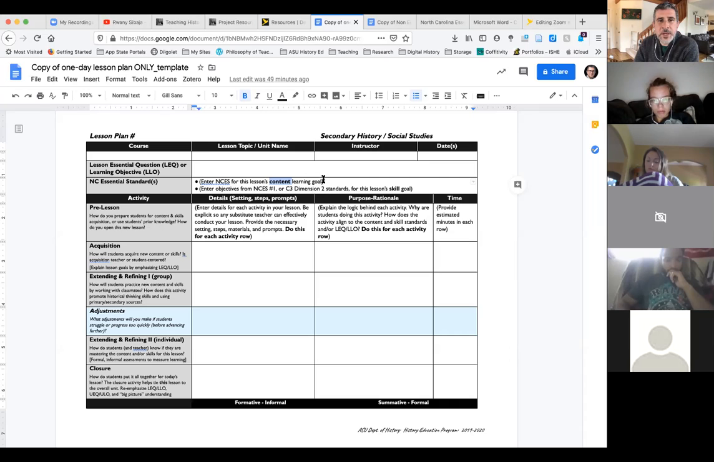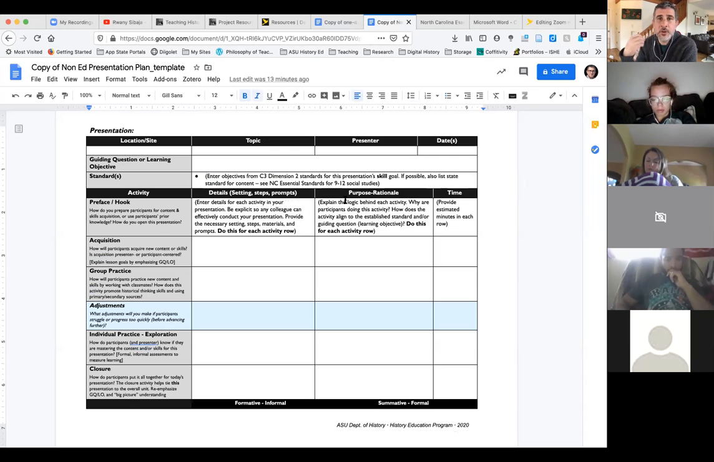So for the education folks, I do expect one content standard and one skill standard, because I want you to be familiar with both in the standards for teaching high school. For public history, you can choose whether your lesson has more of a content focus or more of a skill focus. So even though here it says what's the skill, if you think your project makes more sense to have a content focus, you can do that.